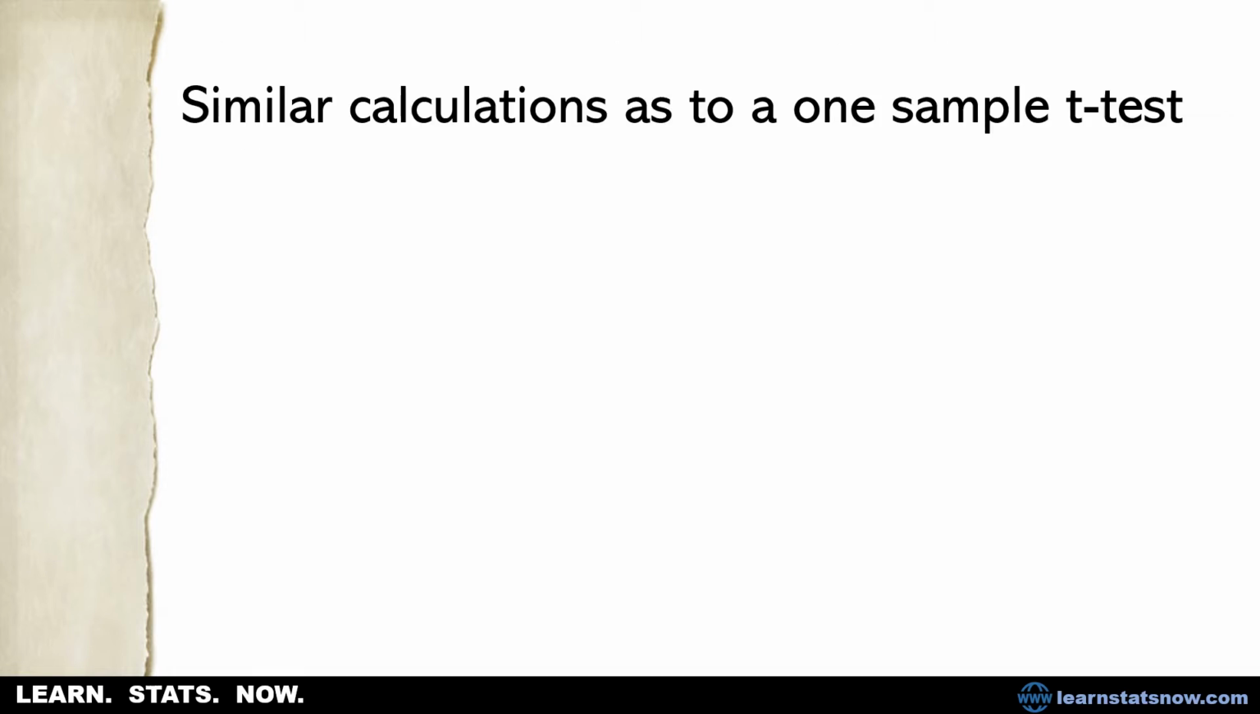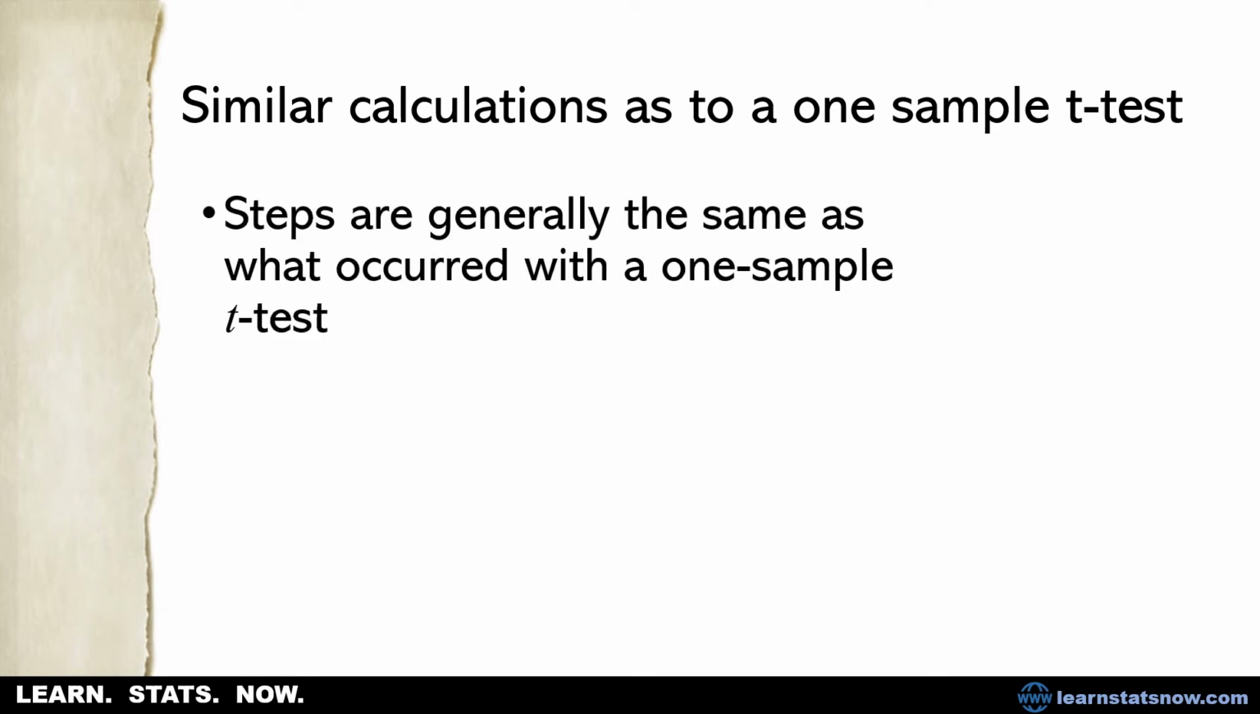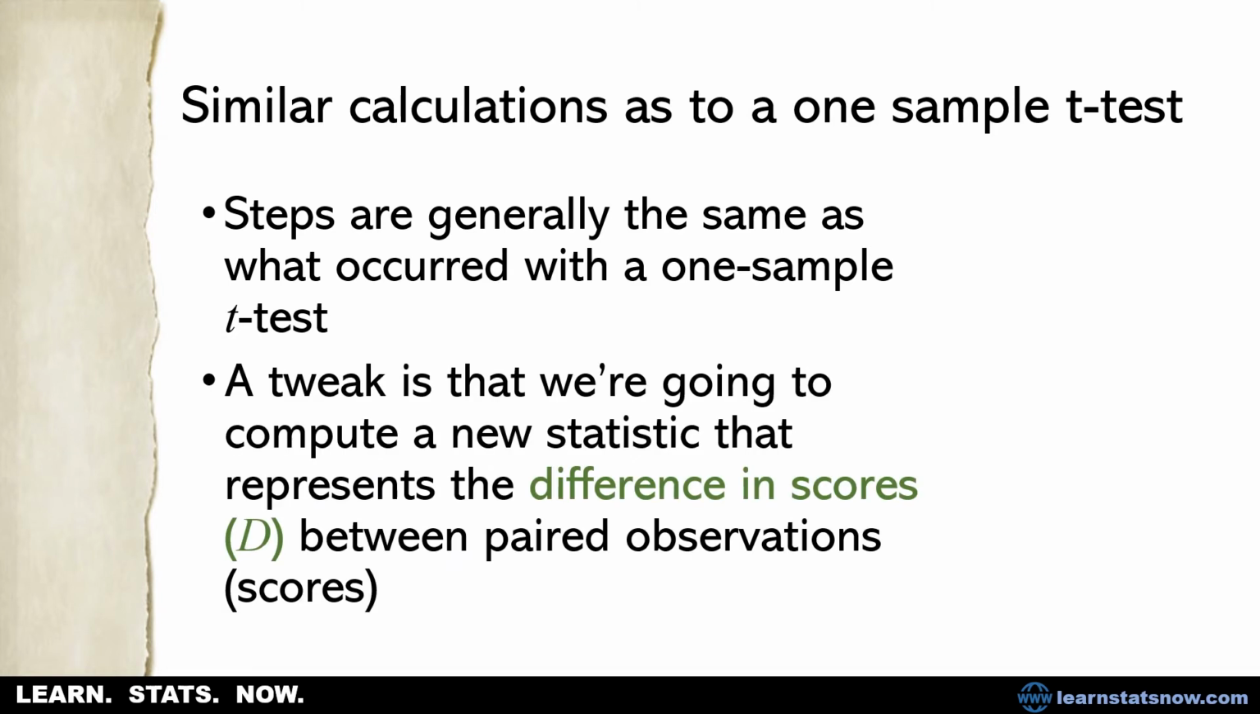Okay, as I mentioned earlier, the calculations here are actually fairly similar to a one sample t-test, such that the steps are about the same. You'll see some differences in the terminology and notation, but for the most part, what we're going to do is create a new score, a D-score, and then use that distribution to run the test.